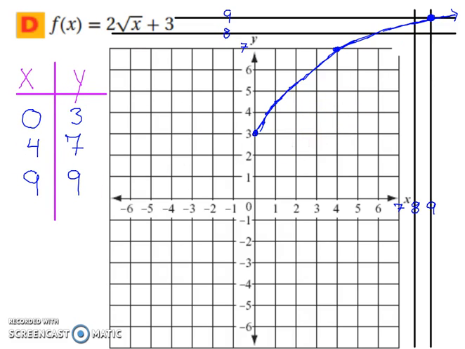And that ends our video on square root functions.